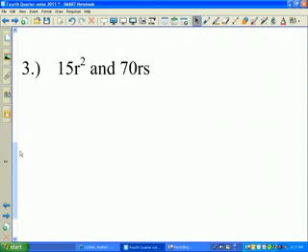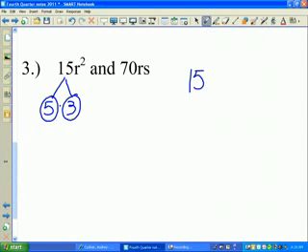For number 3, we have 15r squared and 70rs. So for the 15, we can still do that factor tree, which will give me 5 times 3. And 5 is a prime number because I can't break that down other than 1 and 5. 3 is also a prime number, so I don't have to break that down. So far, with 15r squared, I have 3 times 5 times r times r. The reason why it's 2r is because of that square.